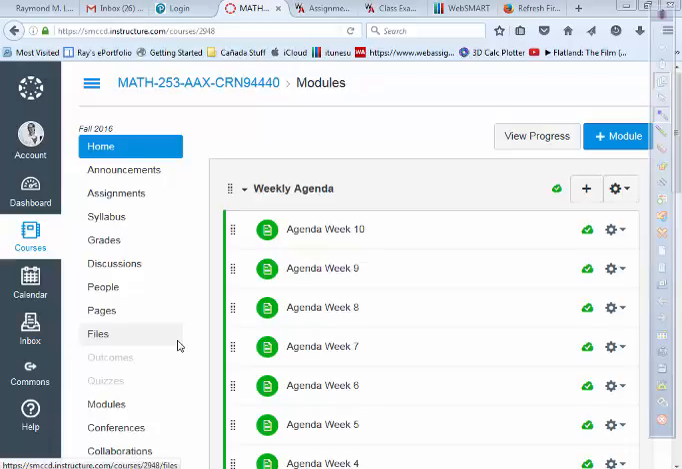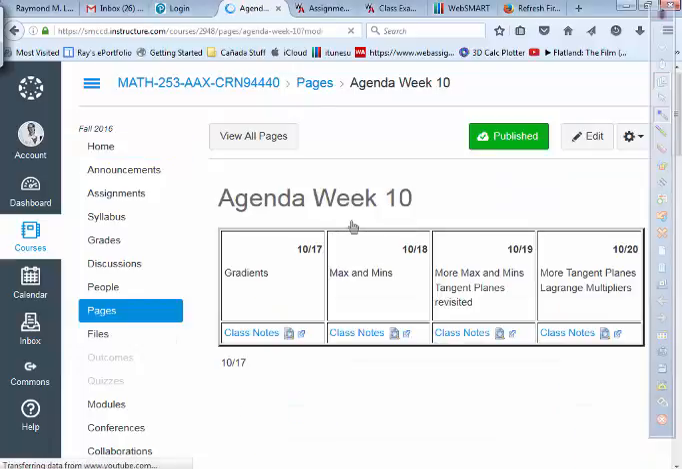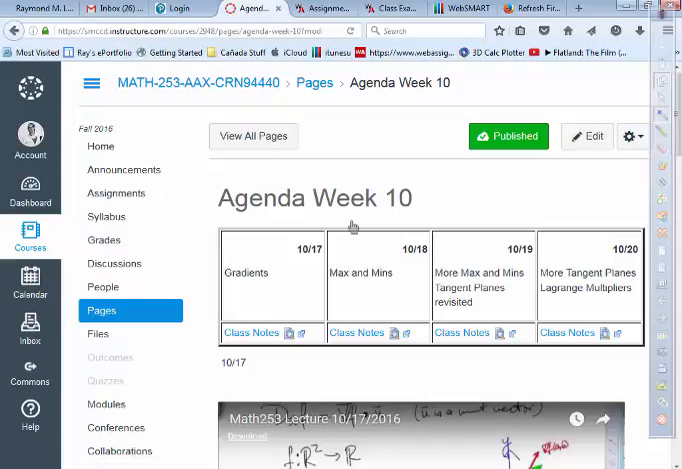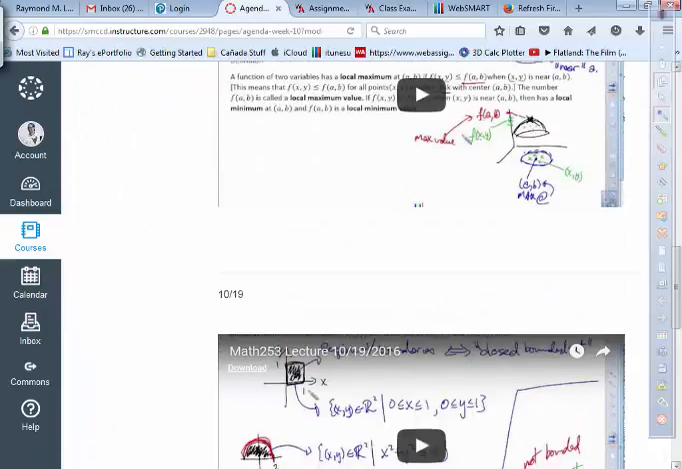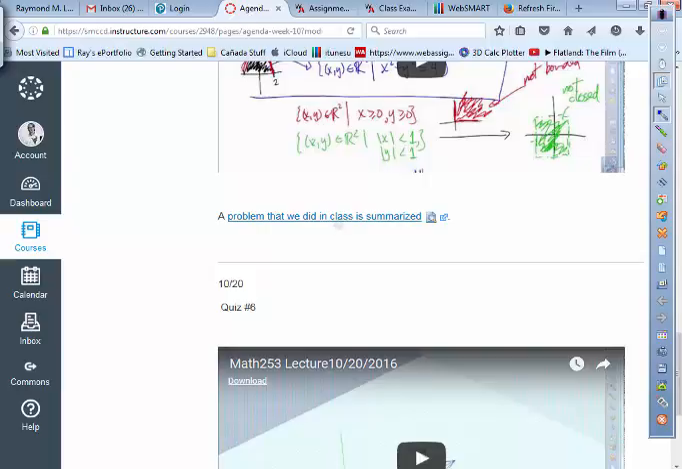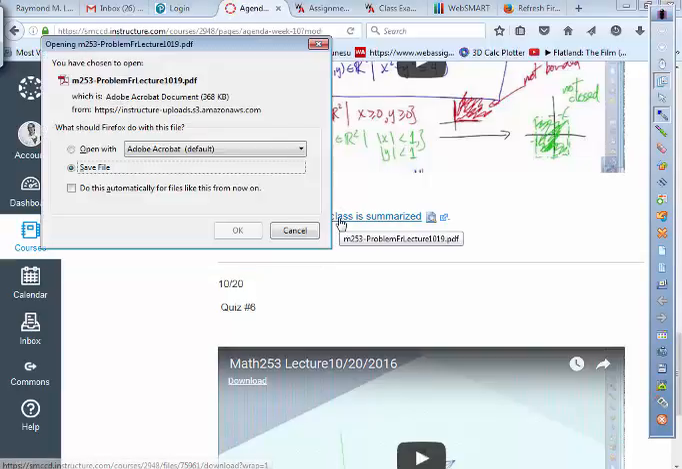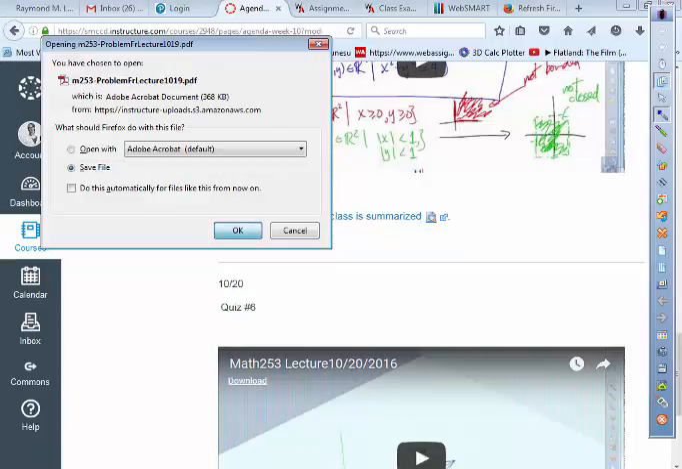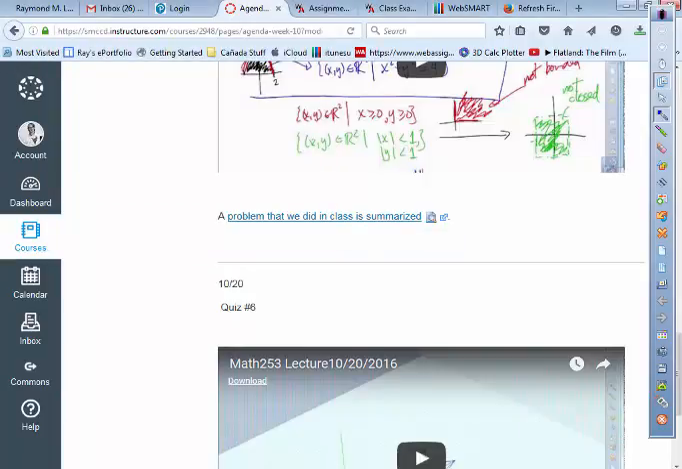I just wanted to point out that in week 10, I haven't put this week's information yet, but in week 10, we did a problem, I think on Wednesday, where we were talking about maximizing and minimizing something, and it took a really long time to discuss it. We're trying to find the critical points in the inside, and then we tried to find critical points on the boundary.